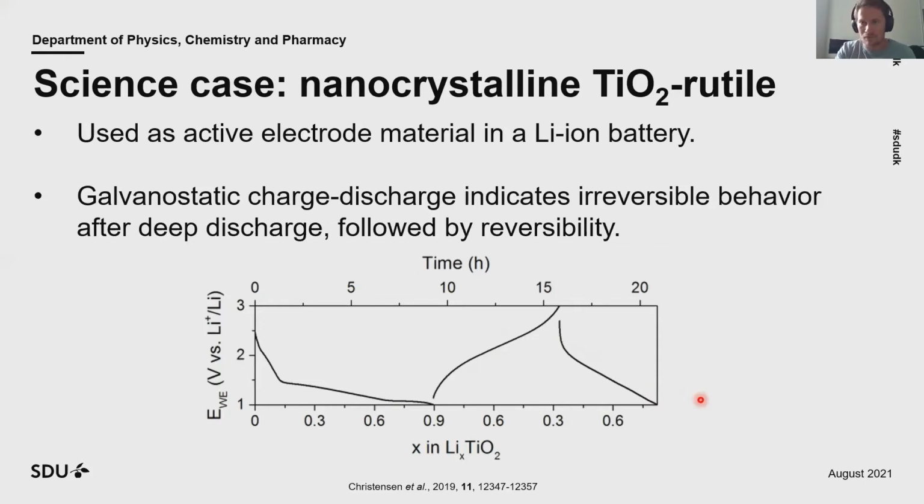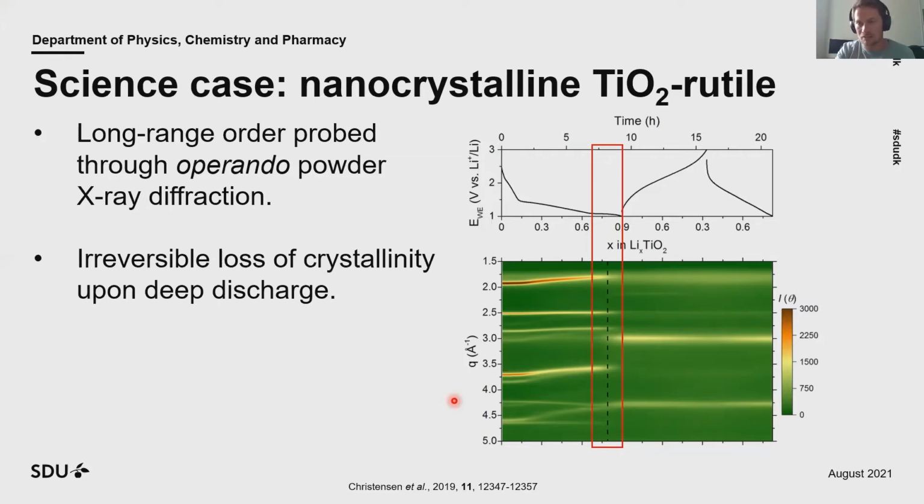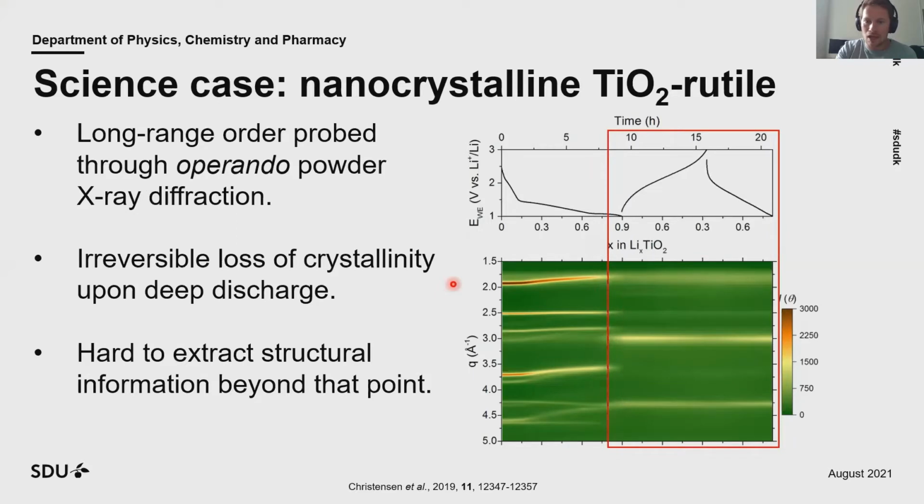irreversibility in the material. So what they did is that they conducted an operando powder X-ray diffraction experiment to probe the long-range order in the material. And what they realized was that during deep discharge, they lost Bragg intensity. We can see that the Bragg reflections fade. And that is interpreted as a loss of crystallinity, which means that the length of structural coherence shortens in the material. And indeed, from beyond that point, it is hard to extract any structural information using this method.